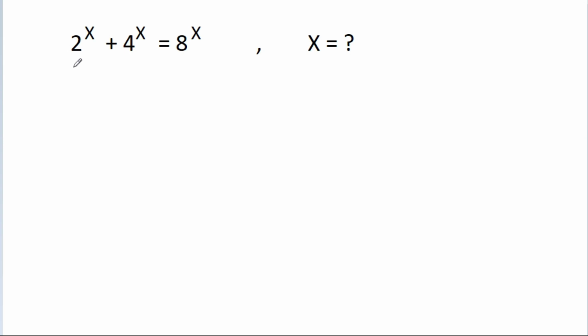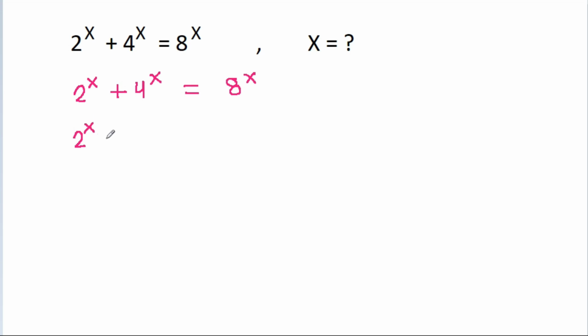In this video, we are given that 2^x + 4^x = 8^x, and we have to find the value of x. So we have 2^x + 4^x = 8^x.